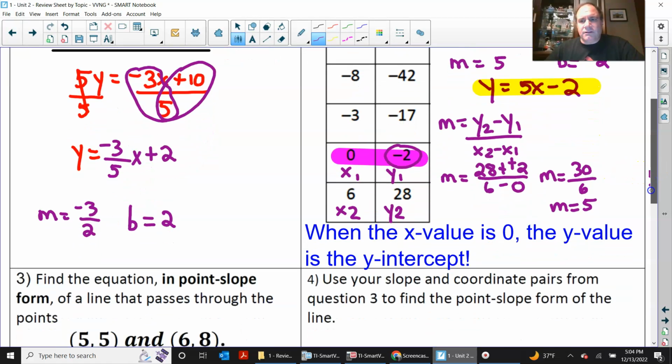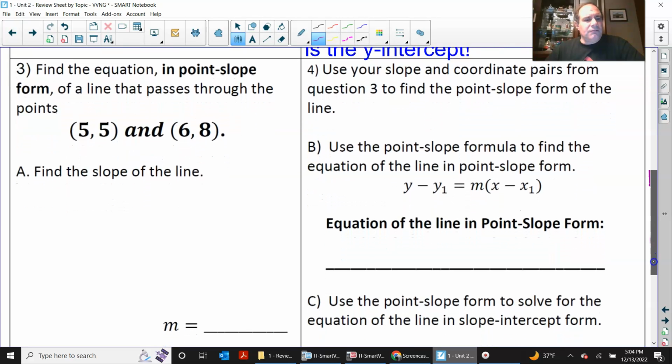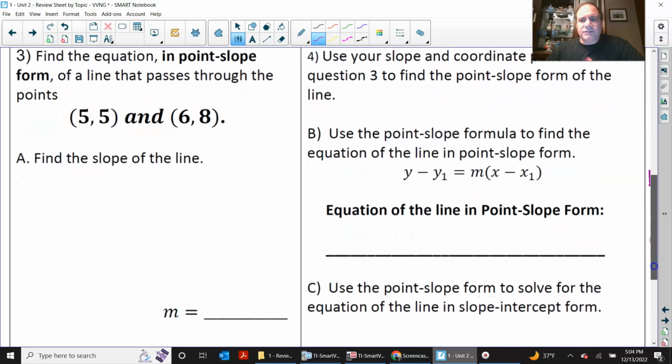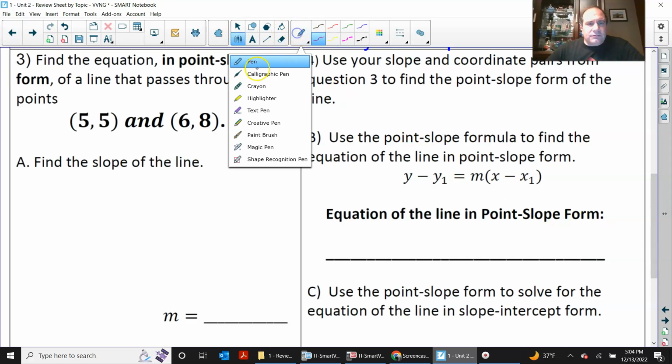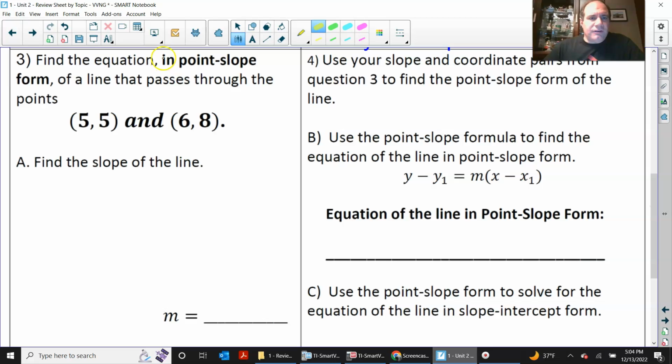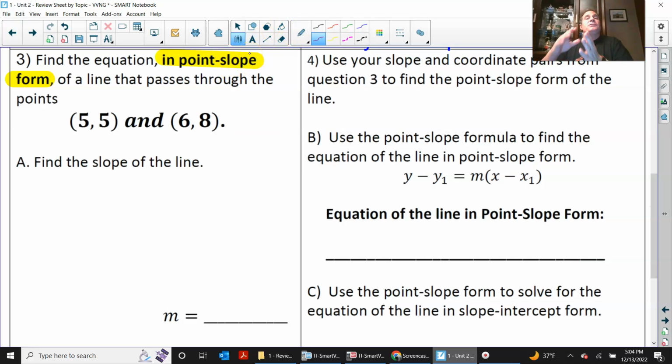Right? Equation of the line. All right. Probably some of the most difficult questions right here. But we're going to go ahead and see if we can figure this out. This takes reading, and you have to know these formulas. It says find the equation in point-slope form. So point-slope form is just y minus y1 equals m times x minus x1.